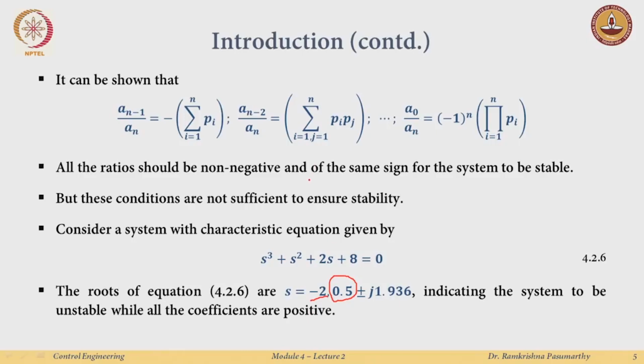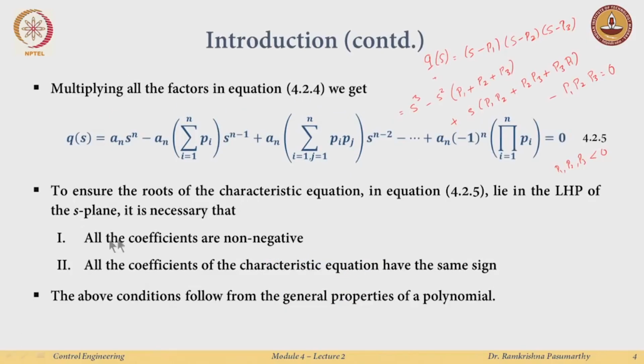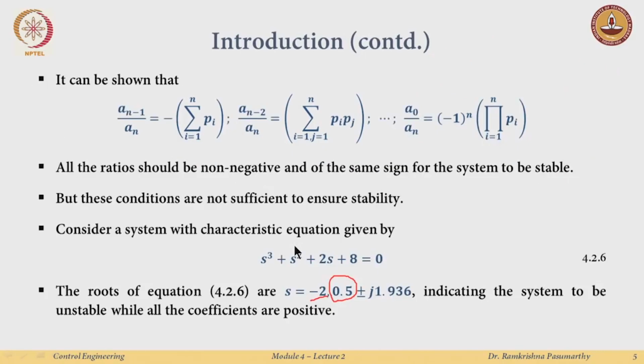So, the system is unstable even though all the coefficients are positive. The test that all the coefficients are non-negative is just a necessary condition. It will not guarantee stability. However, if instead I have s cube minus s square plus 2s plus 8 equal to 0, it violates the condition that all these coefficients should be non-negative. So, this is definitely unstable, because I am violating the necessary condition.